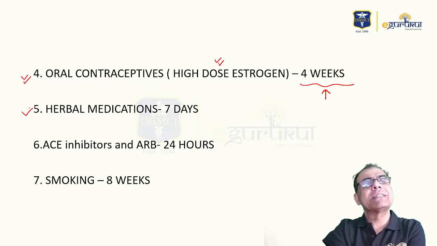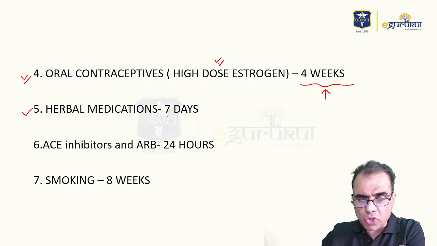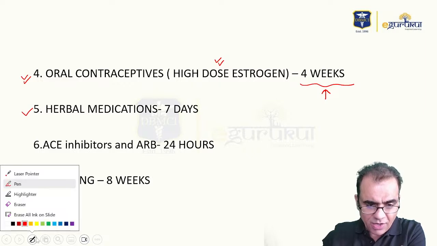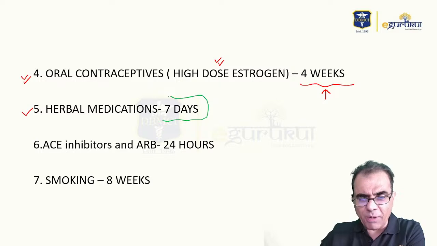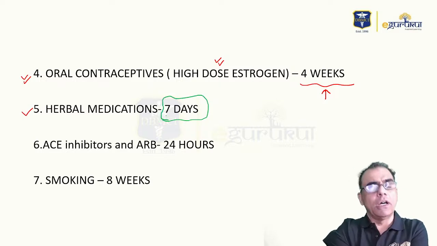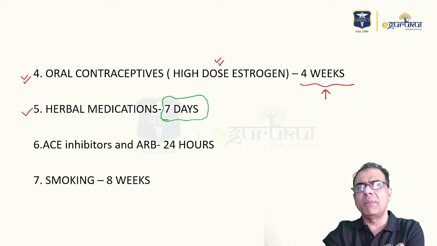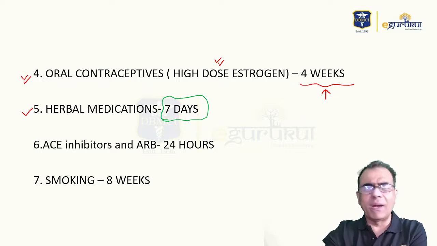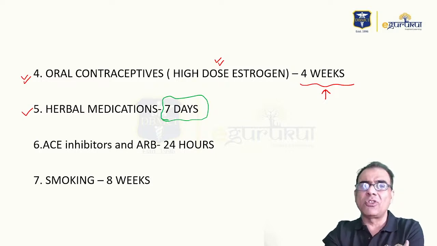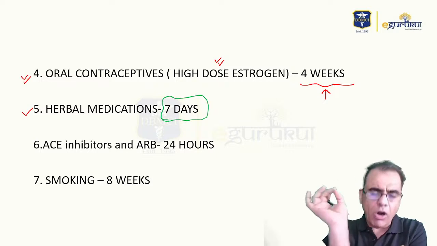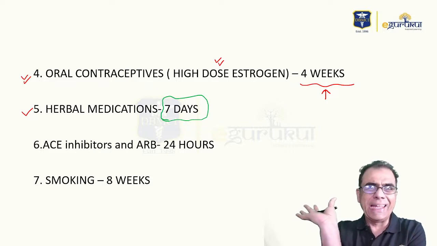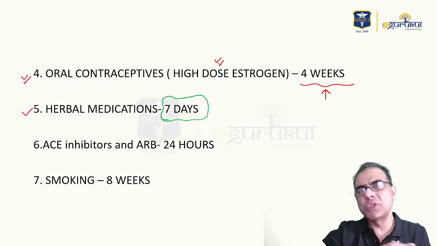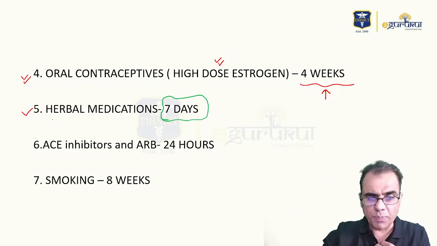Herbal medications. Herbal medications to be stopped 7 days before. Rather, I will use the green pen here, because in books you may find herbal medications to be stopped 2 weeks before. Why do we stop herbal medication? Generally we think that herbal medications don't have side effects. And why don't they have side effects? Because studies have not been done to see the side effects. Otherwise all herbal medications have a lot of side effects. So we don't take any risk because we don't know the real composition and real side effects. So we stop 7 days before surgery.